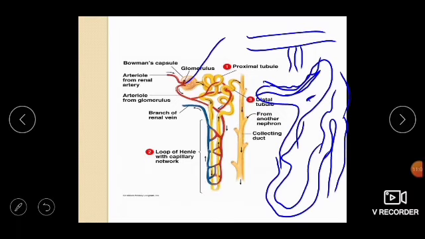Now, what is being filtered from the blood? Not the RBCs, not the WBCs, not the platelets, not the proteins, but mainly the plasma. Blood plasma gets filtered, and this blood plasma consists of 98% water, and more than 75% of the glucose is being filtered over here, and amino acids and various ions and other things, and some waste substances.